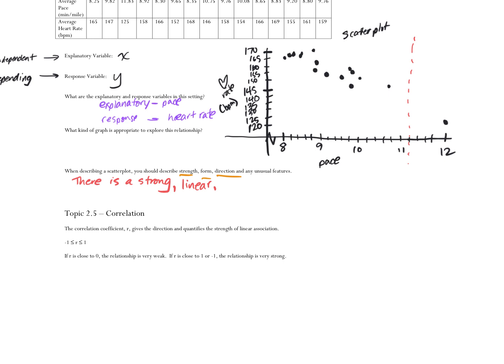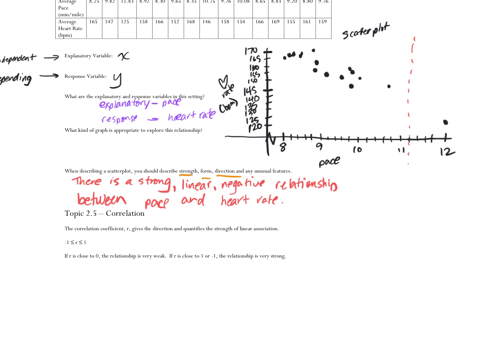direction. It's going down, yeah? As one goes up, the other goes down. So negative relationship between pace and heart rate. Did I talk about those three things in context? That's it. That's all you would have to say if I asked you to describe what you see in the scatter plot. So far, how are we feeling?